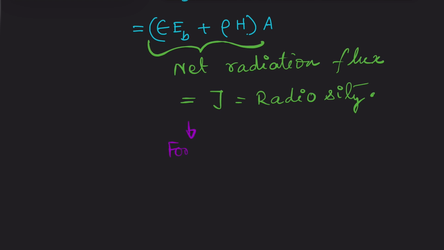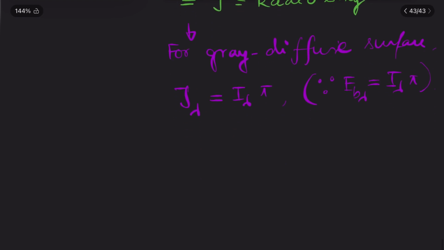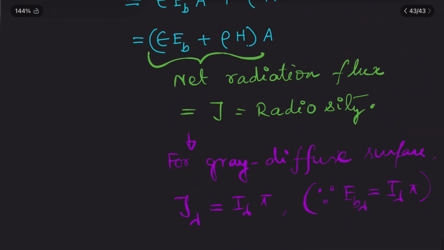Okay. And for a gray diffuse surface, now I can write, or I can directly write for a diffuse surface only, my J lambda is equal to I lambda into pi. This is the same analogy as when I derived E_B lambda equal to I lambda into pi.